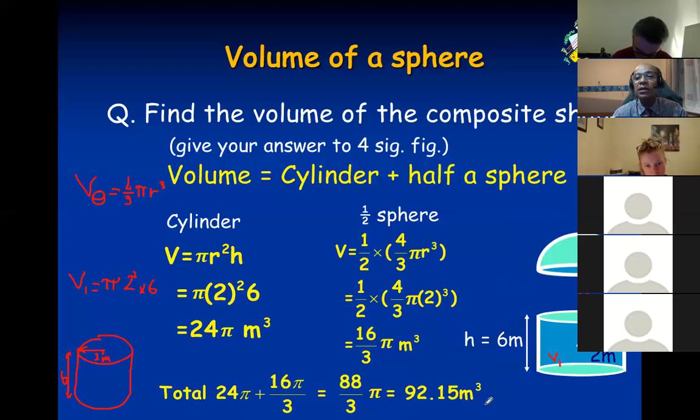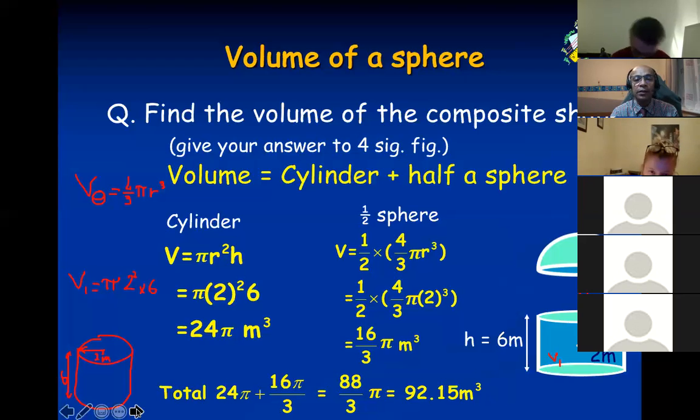Okay. So in context, you could have something like this. We've got a dome of some sort, and you've got to split that in two to calculate the volume.